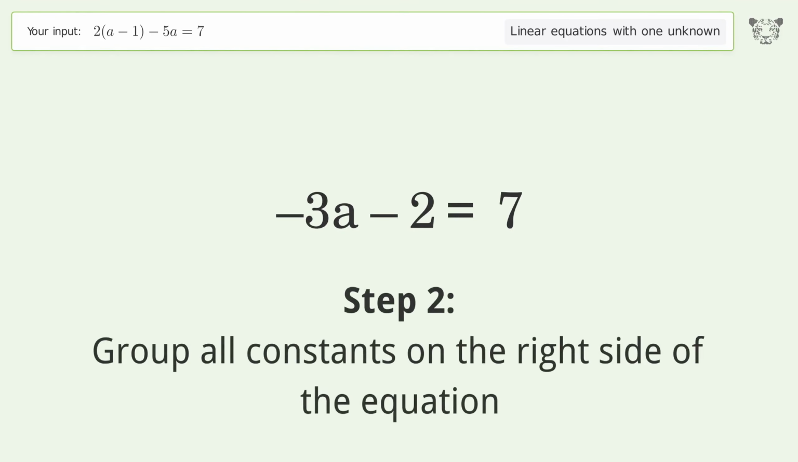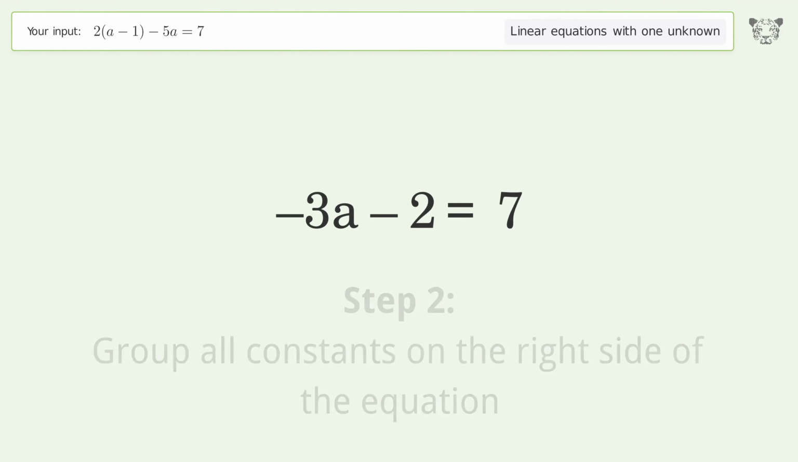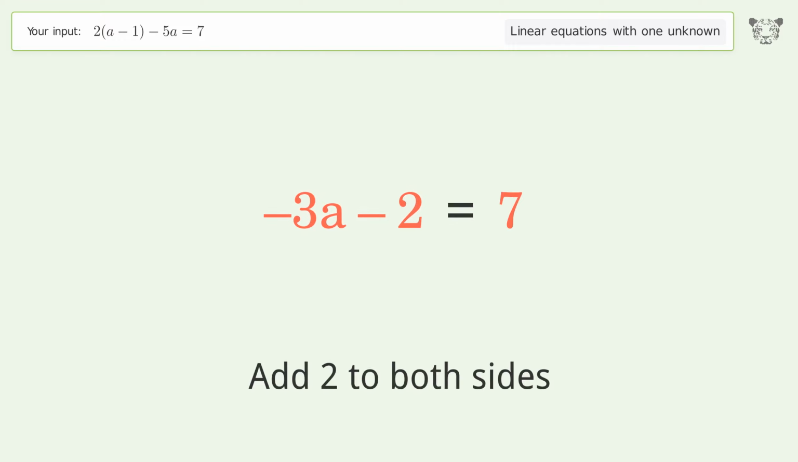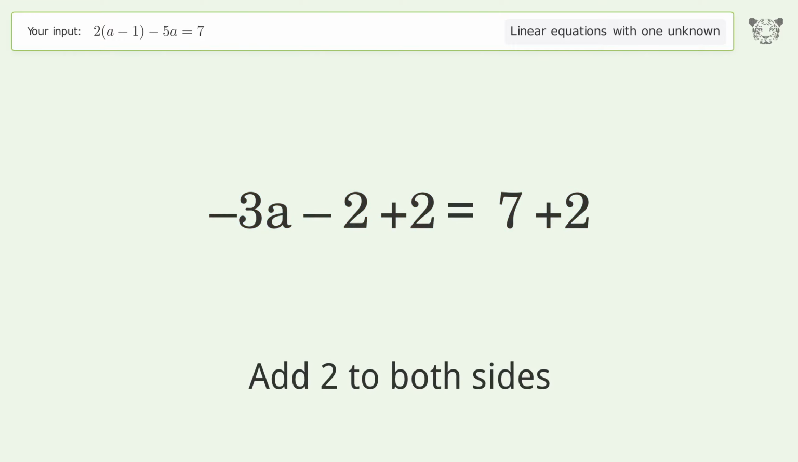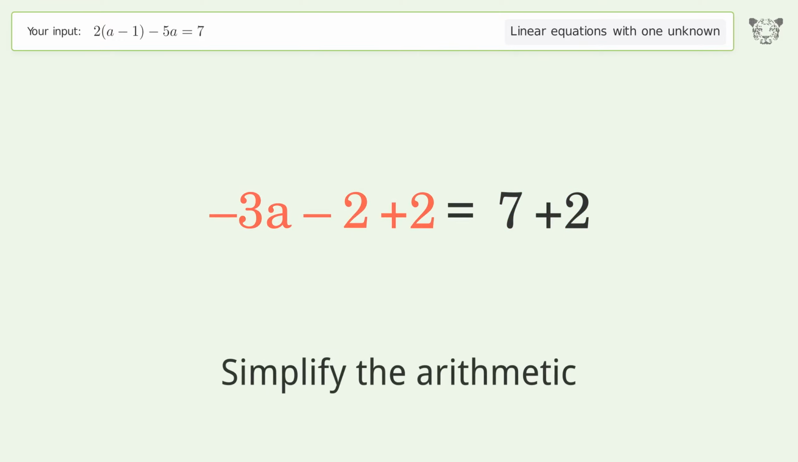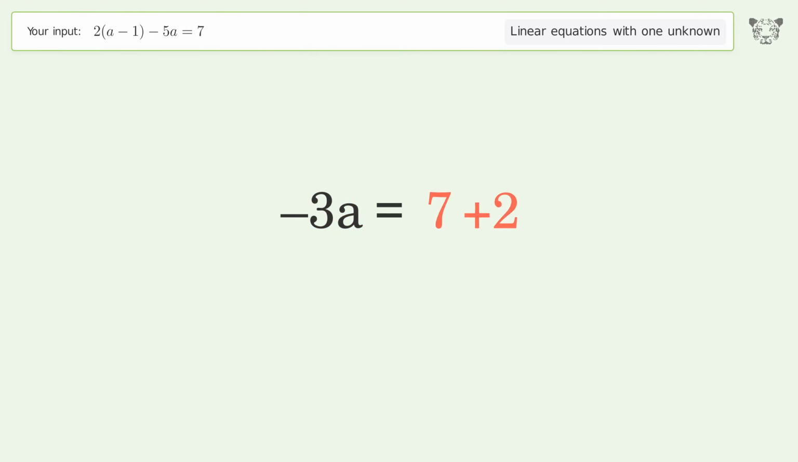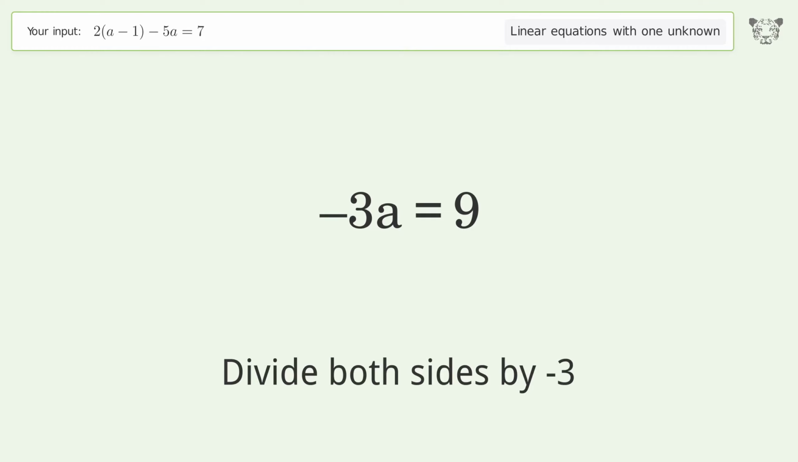Group all constants on the right side of the equation. Add 2 to both sides. Simplify the arithmetic. Isolate the a. Divide both sides by -3.